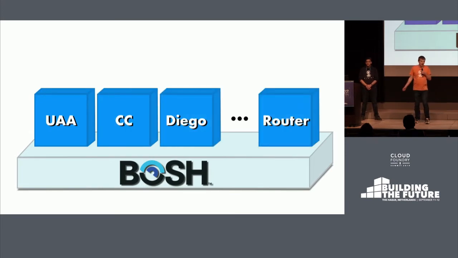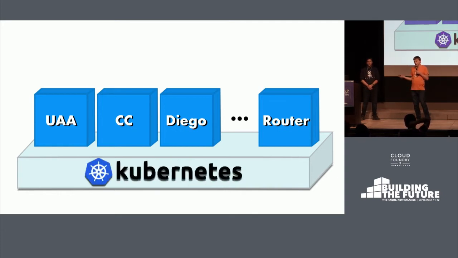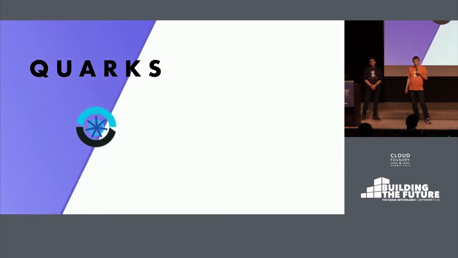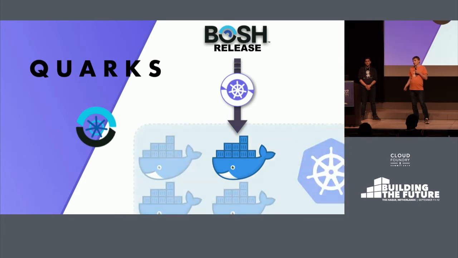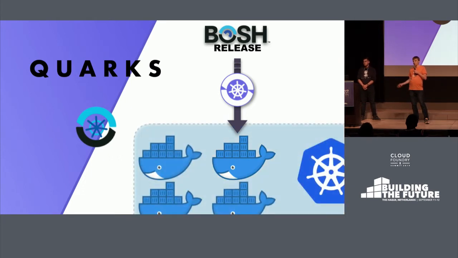So what do we have? We have all these components on top of Bosh, a typical Cloud Foundry installation, and then with Quarks, you just do this, click, and ta-da, everything runs on top of Kubernetes. As simple as this, and Quarks does it for you. So what it does: it gets the Bosh release, runs some commands, converts it to a Docker image, and then converts it to a Kubernetes template, which you can apply to a cluster and run in your cluster.